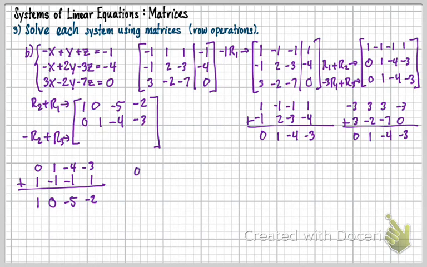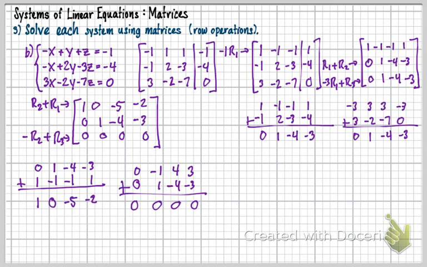So that's going to be 0, negative 1, positive 4, positive 3, because it's like I'm multiplying each of these by a negative 1. And then for my third row, that's just going to be 0, 1, negative 4, negative 3. And when I add those together, I'm going to get 0, 0, 0, and 0. So that's going to give me this row of zeros here.